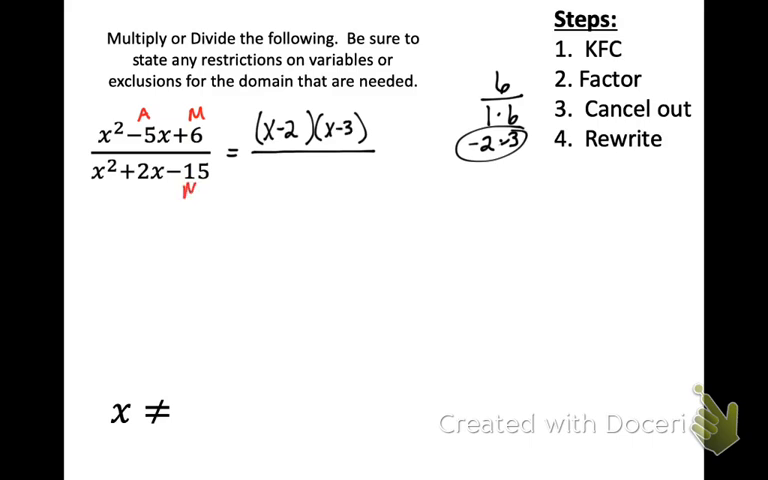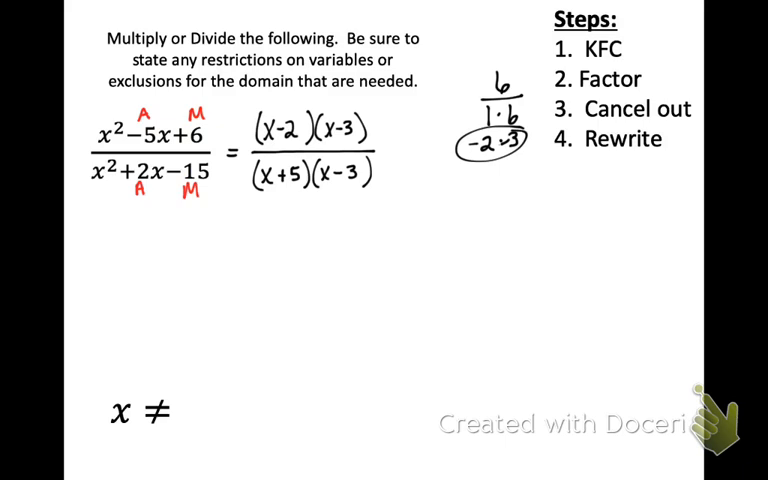Same idea on the denominator. What multiplies to -15 and adds to 2? I can kind of use the top as a guide. There's a really good chance that one of the numbers I'm going to use here is either -2 or -3. I know that -3 and 5 would multiply to -15. And I can confirm that a +5 and a -3 would add up to 2. So those are going to be my factors.